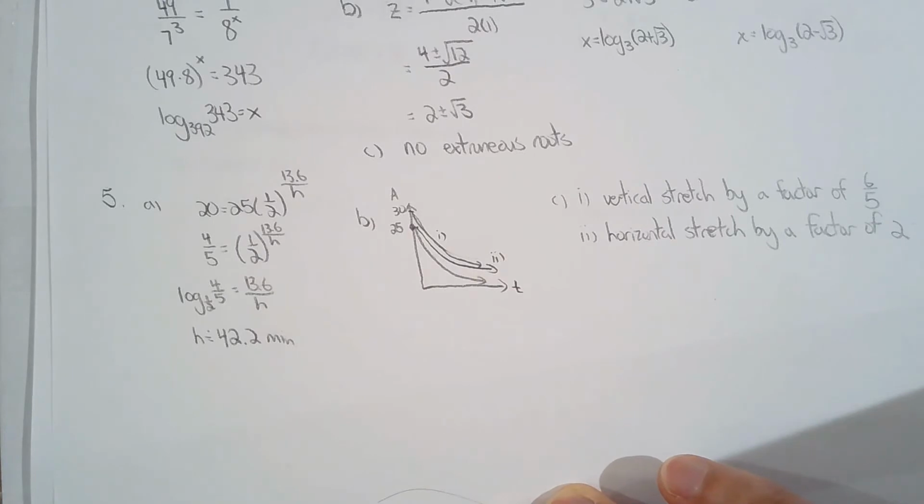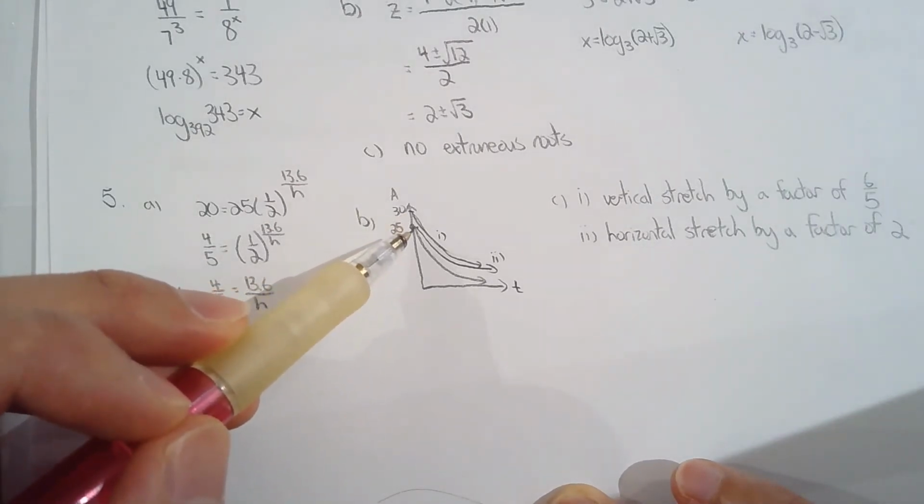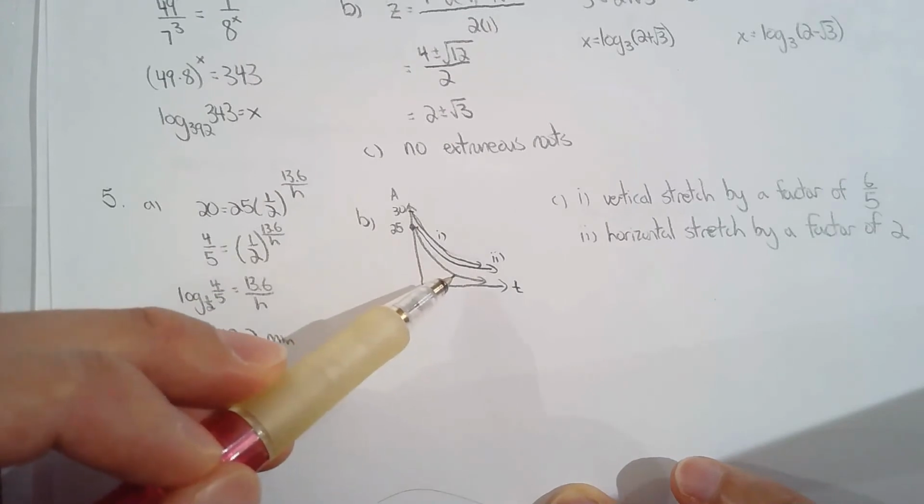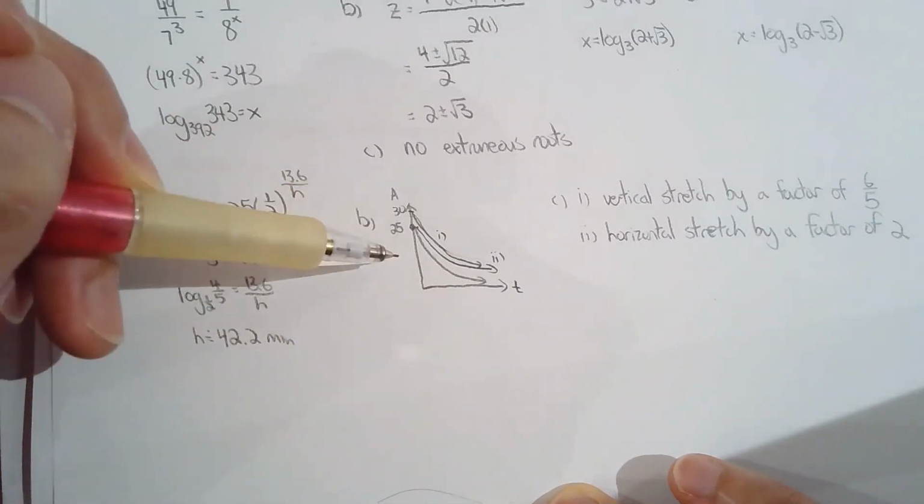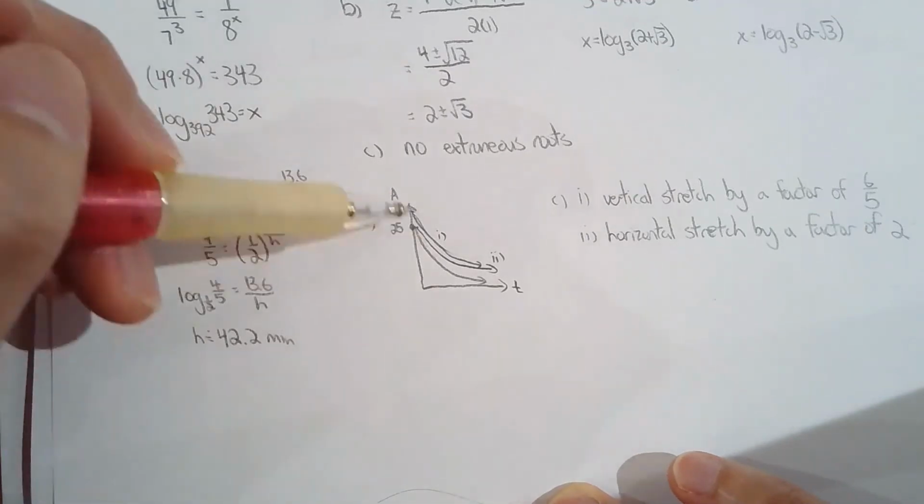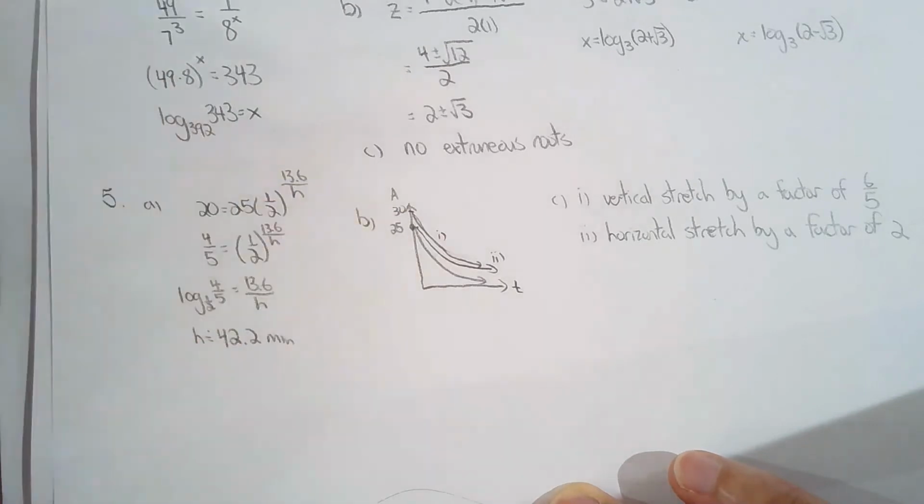what if it's the same half-life as francium, but the original amount was 30 milligrams instead of 25. You can get that graph by vertically stretching the original graph by a factor of 6/5. Now where did I get 6/5 from? Because 25 times 6/5 is 30. So all the y values are multiplied by 6/5 to get this new graph.